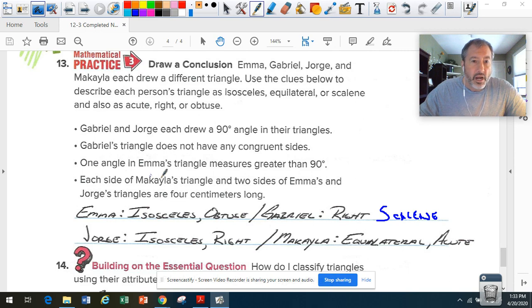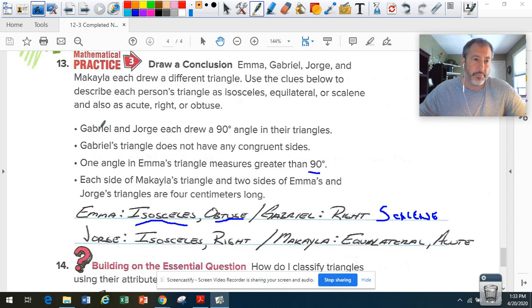Okay. And one of Emma's angles is greater than 90. So already we know, since it's greater than 90 degrees, that Emma's triangle is obtuse. Each side of Michaela's triangle and two sides of Emma's and Jorge's triangles are 4 centimeters long, which automatically means, hey, they got two measurements that are the same. So Emma is isosceles and obtuse. We already know that Gabe's is right and scalene.